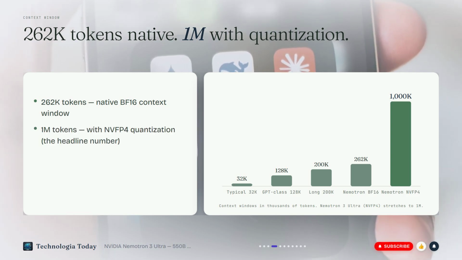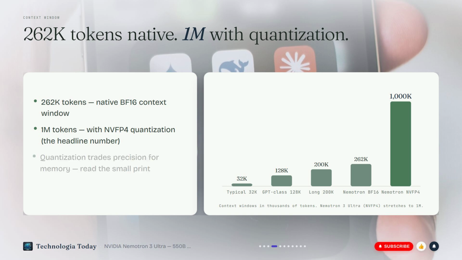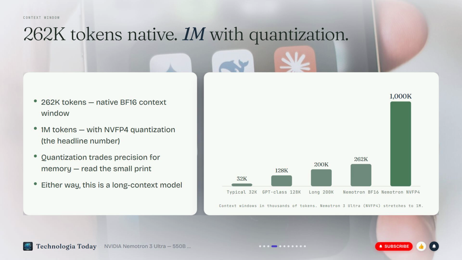Context length, how much text it can hold in mind at once. Native, at 16-bit precision, Nemotron 3 Ultra handles 262,000 tokens. That alone is in the top tier. With NVIDIA's NVFP4 4-bit quantization, the same model stretches to 1 million tokens of context, entire codebases, whole books, long meeting transcripts. Worth saying clearly, that 1 million figure is the quantized number. Quantization trades some precision for memory, so treat the headline number as the ceiling, not the default.